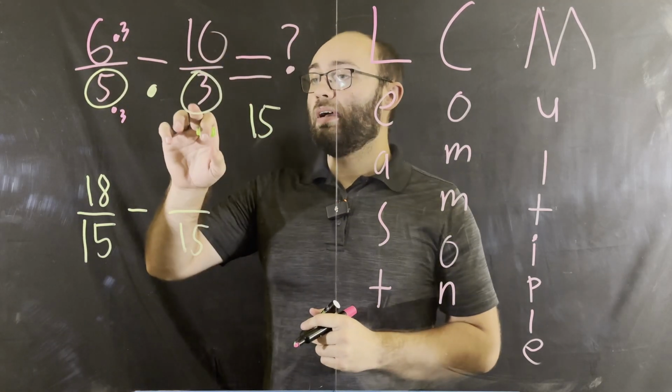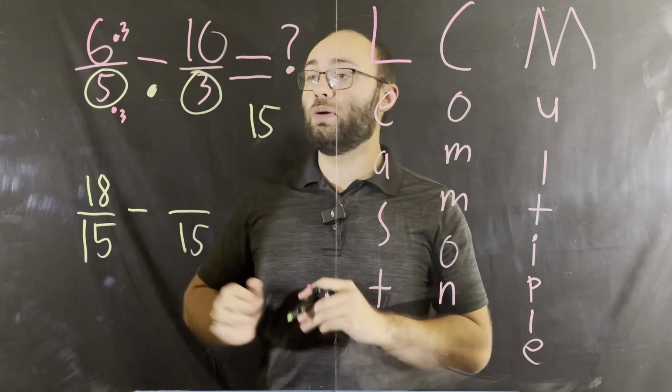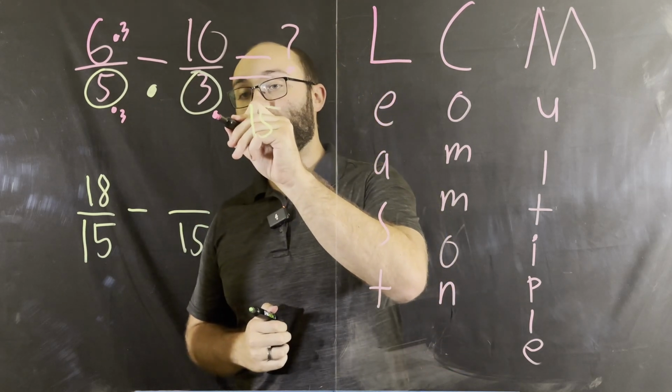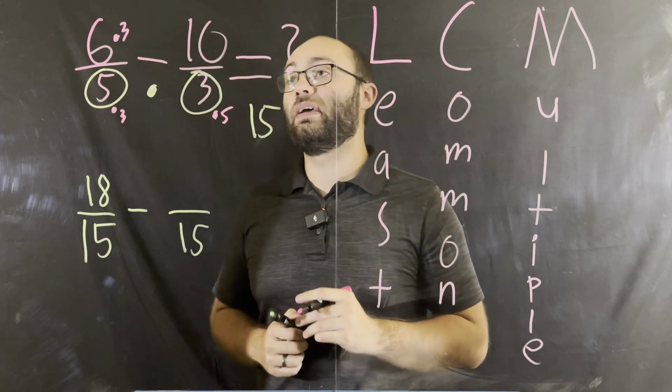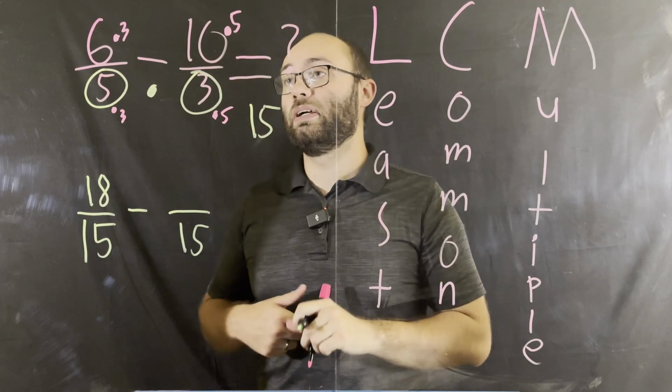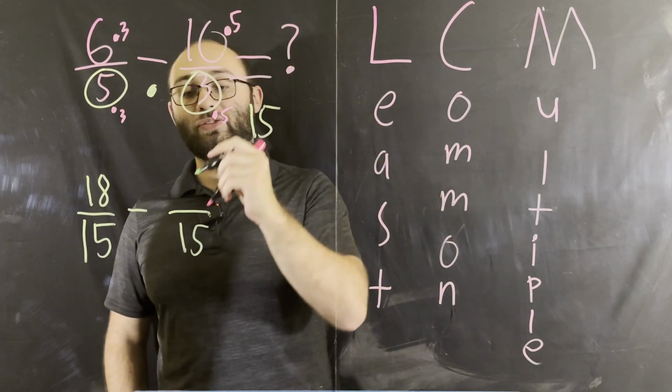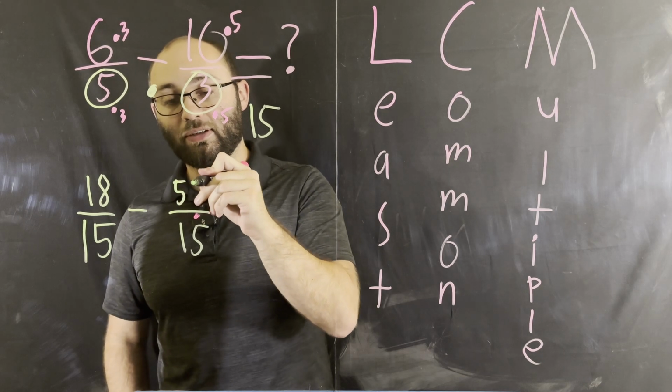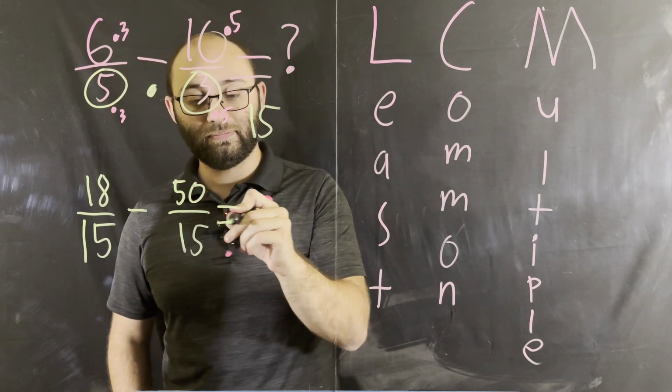Come over here. How do I go from 3 to 15? Well, I multiply by 5. And if I do it to the bottom, I have to do it to the top as well. So then 10 times 5 is 50.